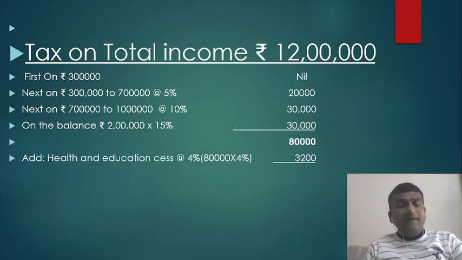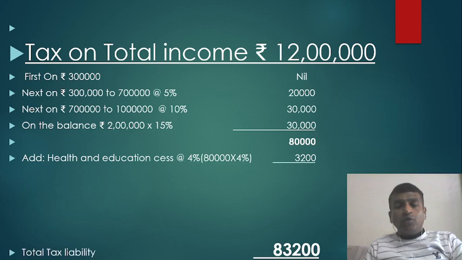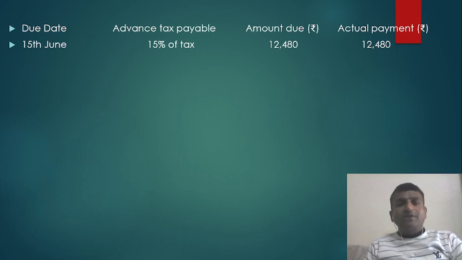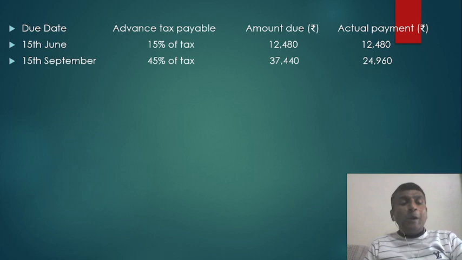You have to add health and education cess at the rate of 4%, which is 3,200. Total tax liability will be 83,200. Now calculating the advance tax. By 15th of June, 15% of tax, 12,480 you have to pay. By 15th of September, 45% of tax, which is 37,440. That means the balance of 24,960 you have to pay.